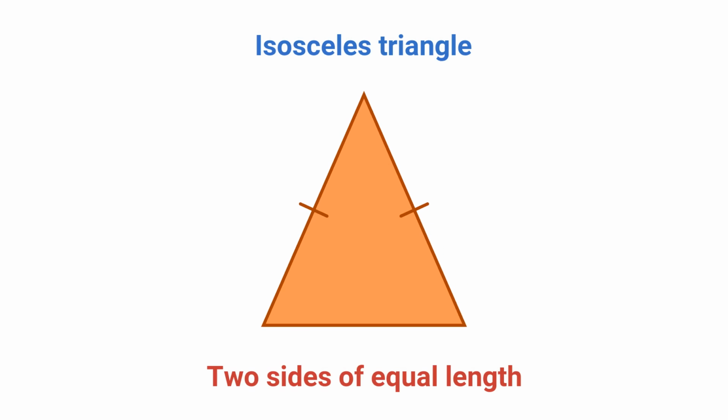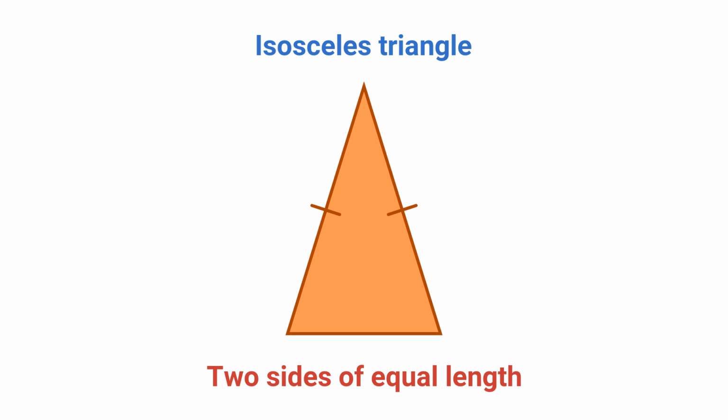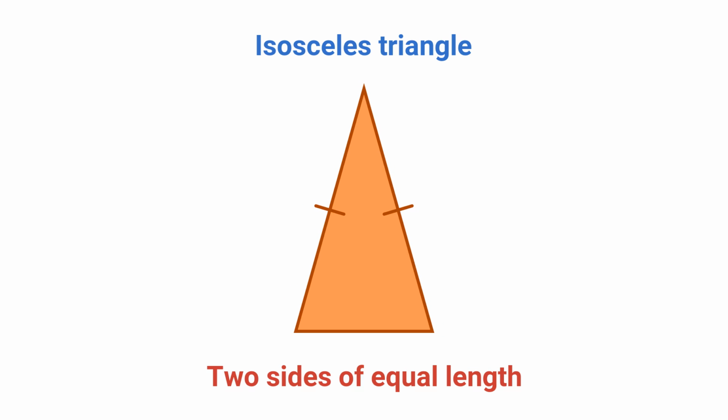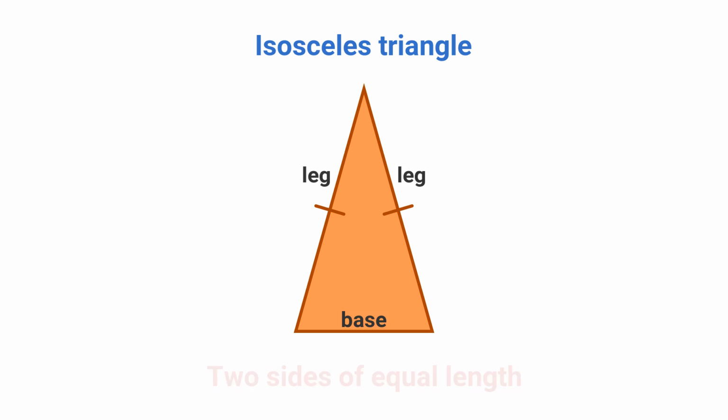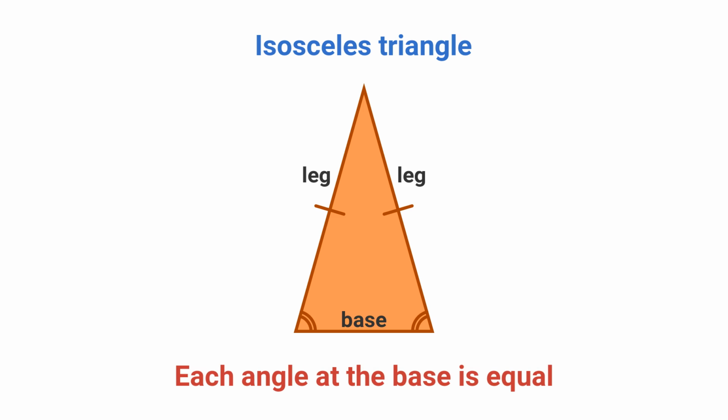If we stretch this triangle, we get a different type of triangle. This triangle has two sides that are equal, and one that has a different length. It is called an isosceles triangle. The two equal sides are called the legs. The other side is called the base. Each angle at the base is equal.